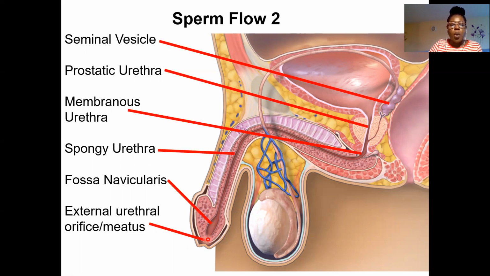We also have this dilation at the end of the urethra that's called the fossa navicularis. It's a little bit more prominent in males, and that leads directly to the external urethral orifice or the external urethral meatus, which leads to the opening out of the body cavity in the case of males, and this is found in the penis.